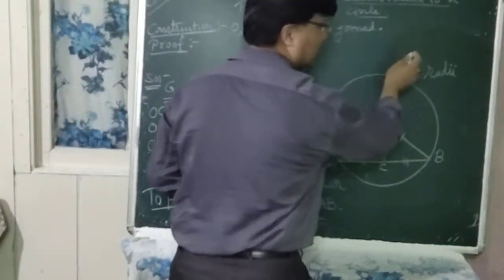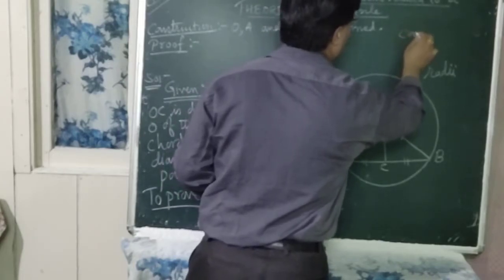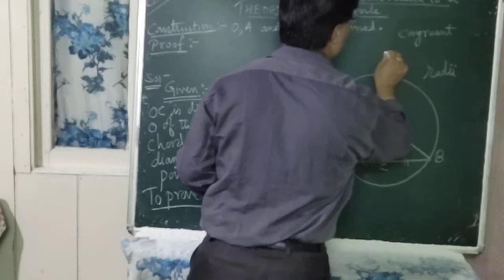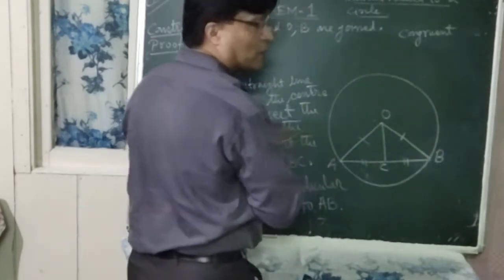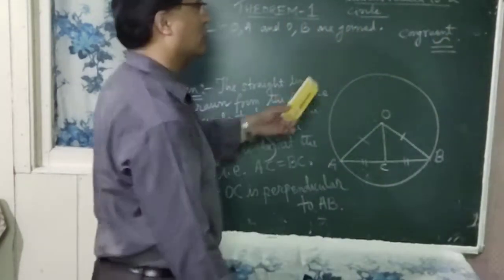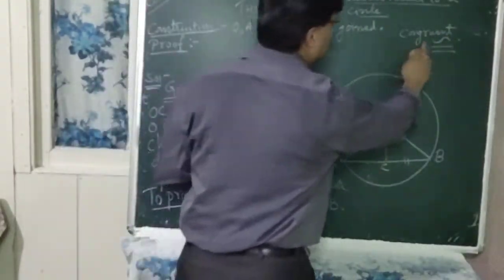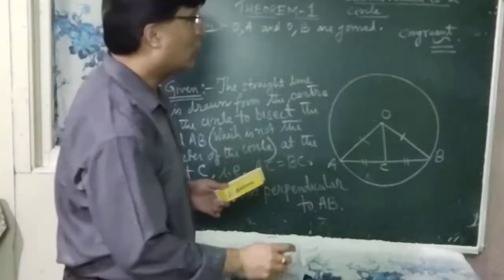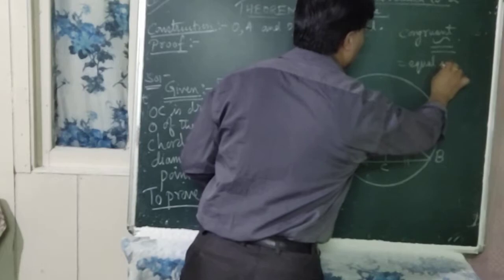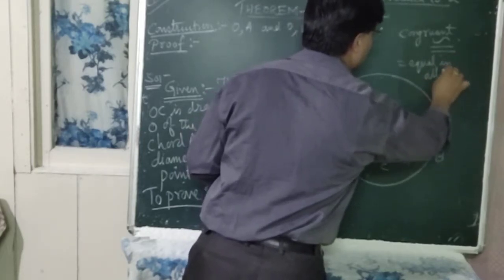So यहाँ congruent भन्ने एउटा वर्ड आउँदैछ. Congruent को साइन हुन्छ यस्तो. Congruent को साइन हो यो. This is the sign of the congruent. Congruent भनेको के हो? Equal in all respects.